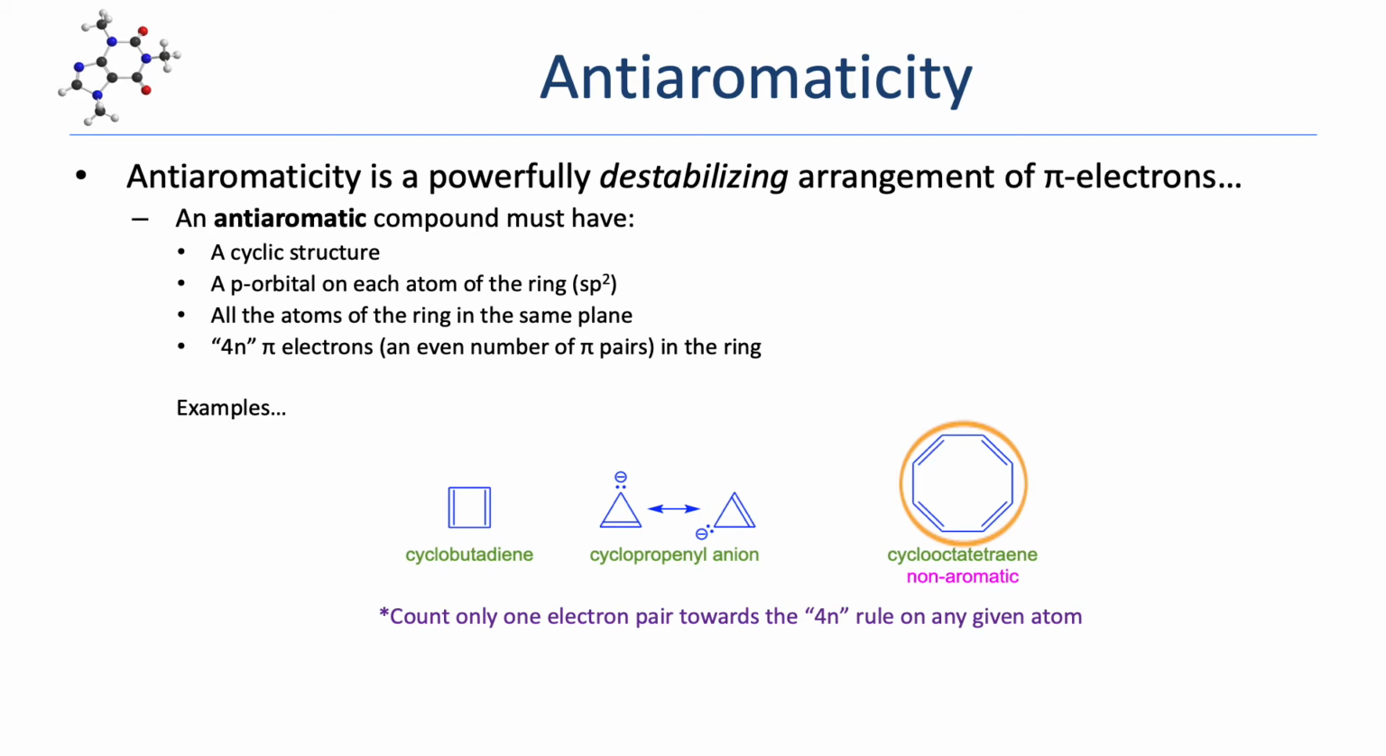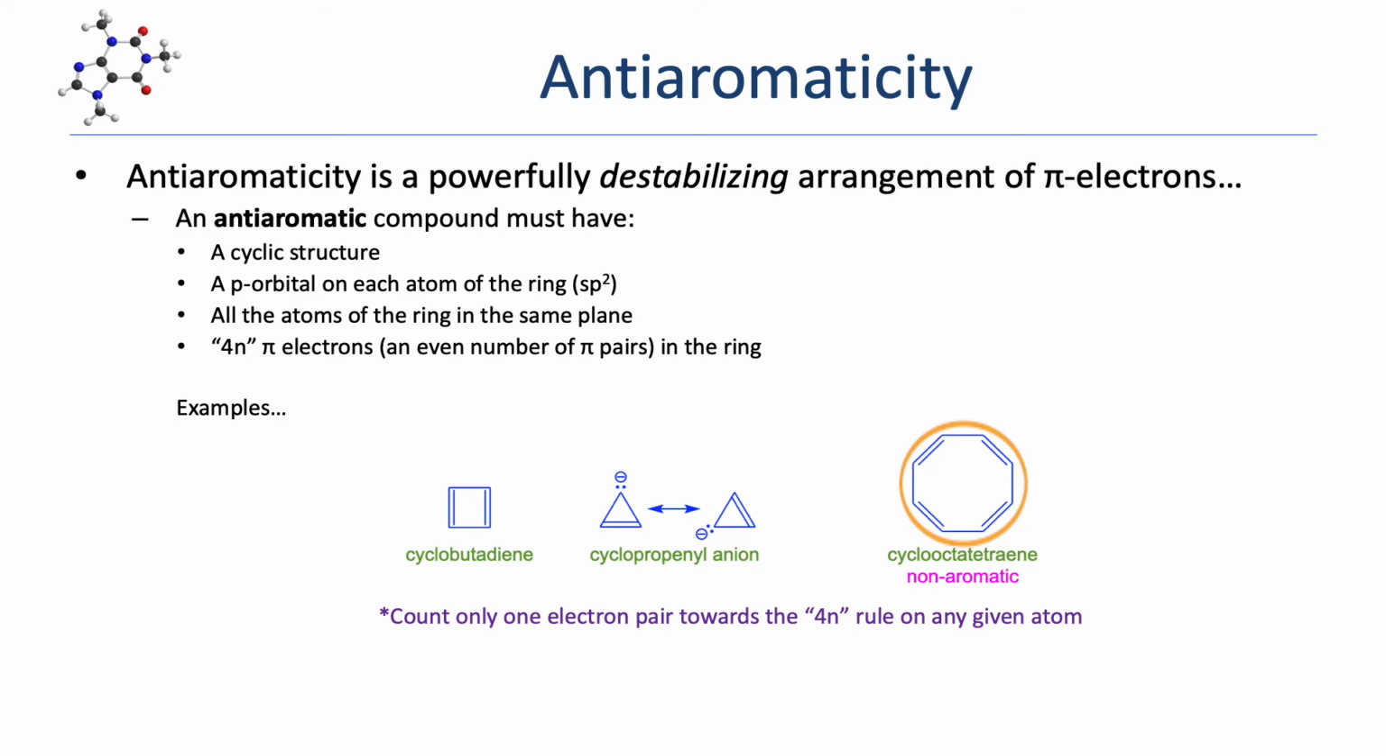And that's because the molecule doesn't have to be planar. The 8-membered ring is big enough to pucker out of planarity into a tub-like shape. So think of the two possibilities here. Cyclooctatetraene could in fact be planar, but by being planar, cyclooctatetraene would actually meet all of the criteria for being anti-aromatic. And anti-aromaticity is a powerfully destabilizing arrangement of pi electrons.